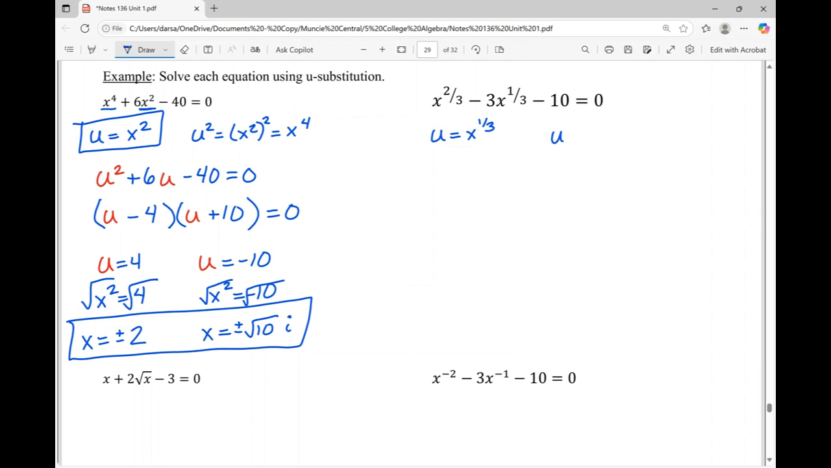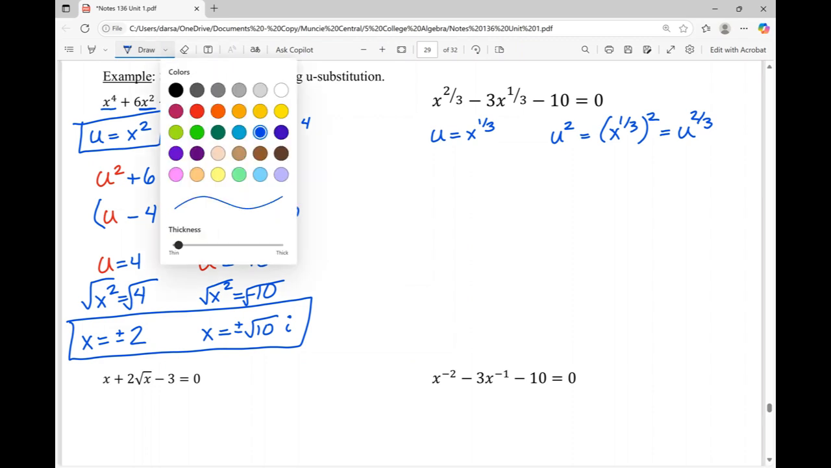Now here's where this gets tricky. We need to check what u squared is going to look like. So we're going to square both sides of this equation, and (1/3) times 2, remember power to a power we multiply, this is u to the 2/3. So where I see u to the 2/3, I can substitute in a u squared. Where I see u to the 1/3, I can substitute in a u.